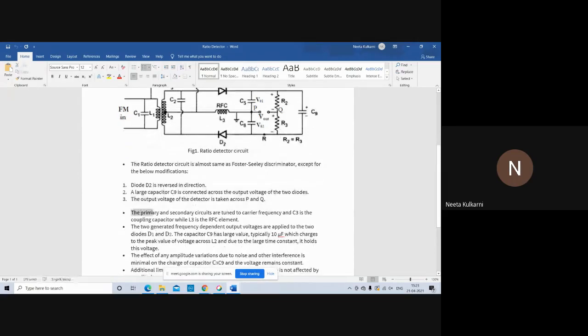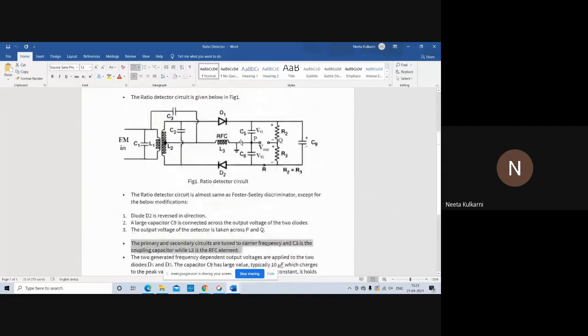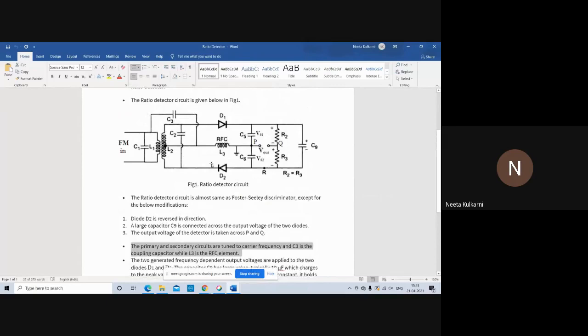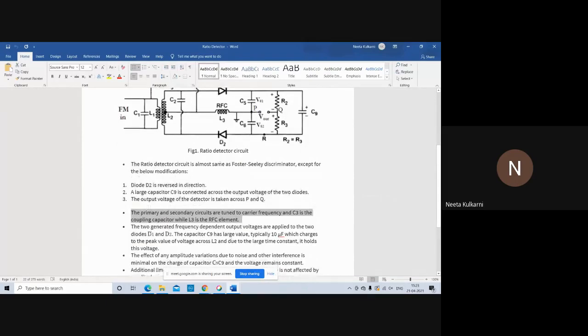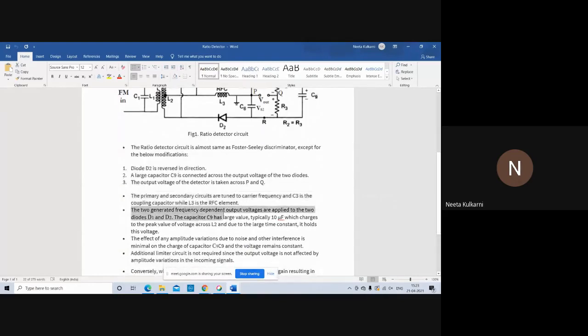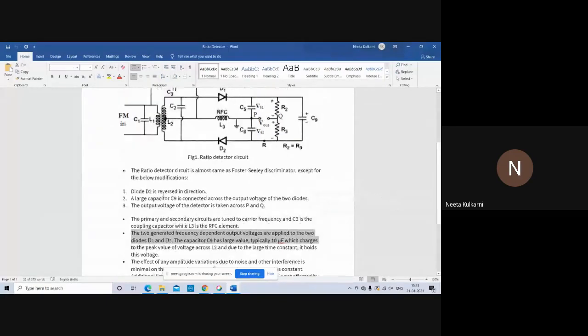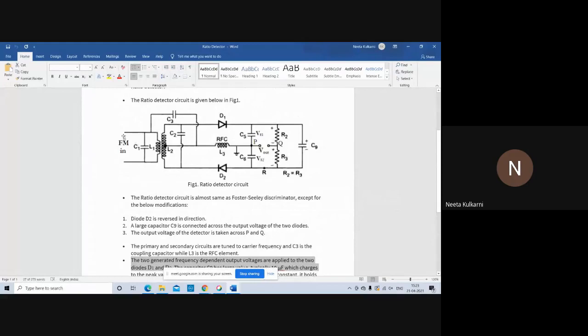Then the primary and secondary circuits are tuned to carrier frequency, and C3 is the coupling capacitor while L3 is the RFC element. So here also the choke is used, and additionally this C3 capacitor is used here. Okay, that is the coupling capacitor. The two generated frequency dependent output voltages are applied to the two diodes D1 and D2. So again it will be same. Input carrier एवढं असतं तेव्हा output is 0.